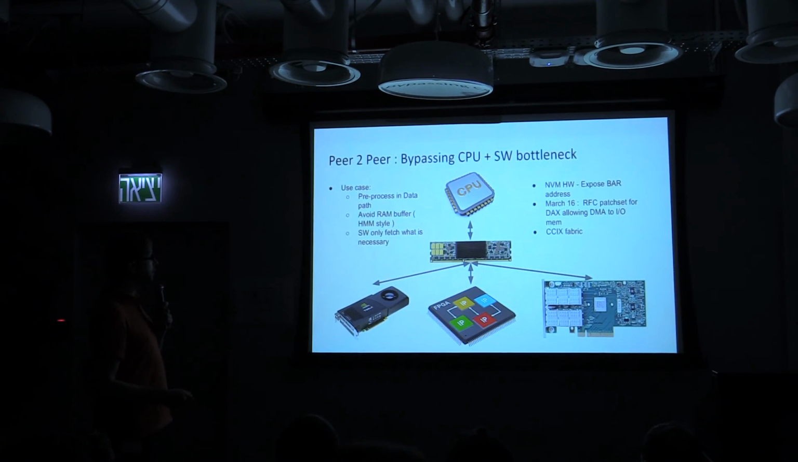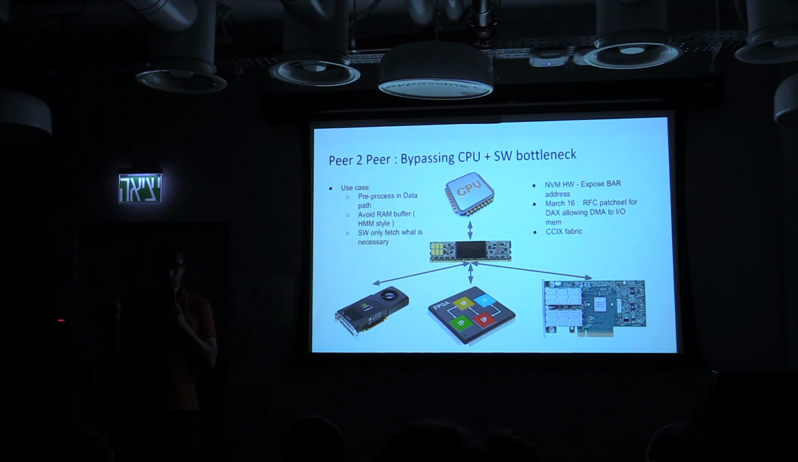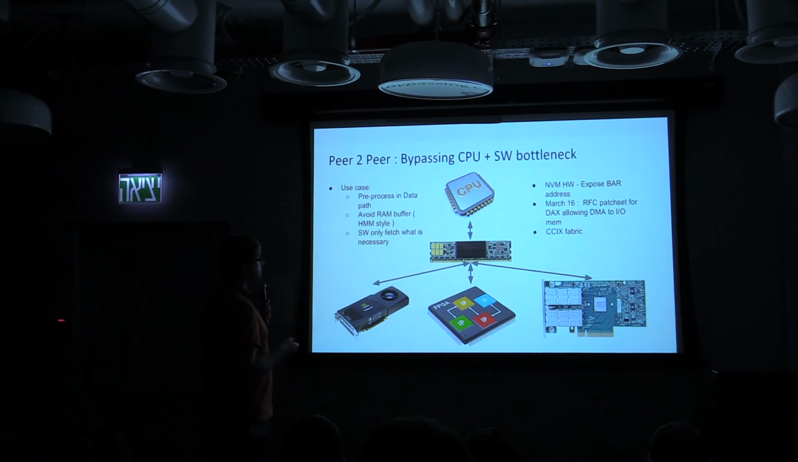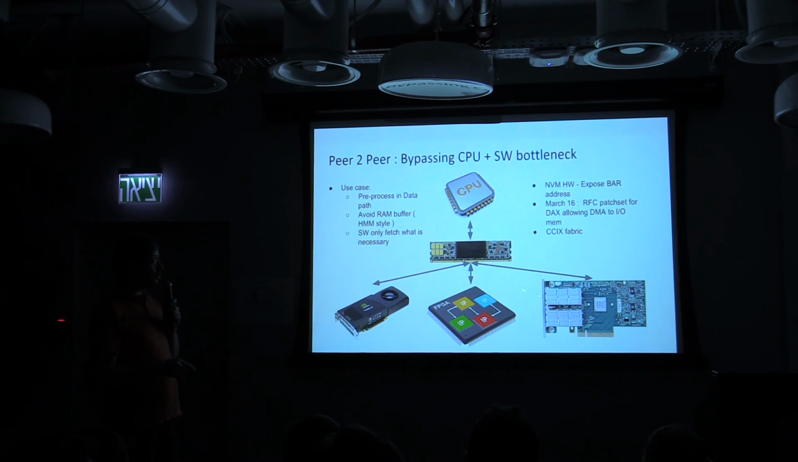But here's the thing. Remember, the software stack and CPU access start to be the biggest chunk of your latency. And more, a lot of vendors and analytics people say, hey, we would like to do the processing in the data path. We really don't want to go through the RAM. We don't want to use the CPU. We want to avoid the RAM buffer, which is kind of HMM style. We want to have the software fetch only what we need, which is basically, if you want to do visualization, we just want to fetch what we want to see and nothing else. And so what they want to do is basically say, can we just talk to each other, bypassing everything?